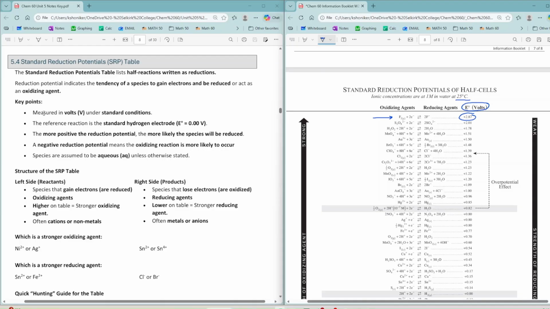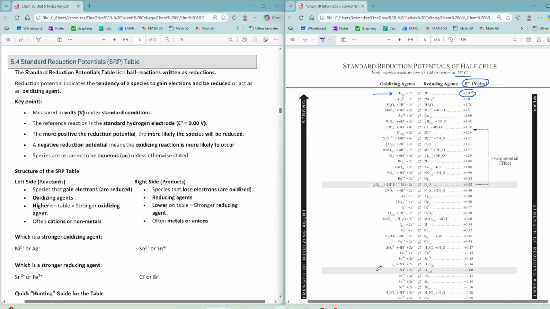Some key points on this table: everything's measured in volts under standard conditions, meaning ionic concentrations are 1 molar in water at 25 degrees Celsius. Everything is referenced to a standard hydrogen electrode, so that's where it switches from positive to negative. Everything is measured in relation to this one. The more positive the reduction potential, the more likely the species will be reduced. A negative reduction potential means the oxidizing reaction is more likely to occur.